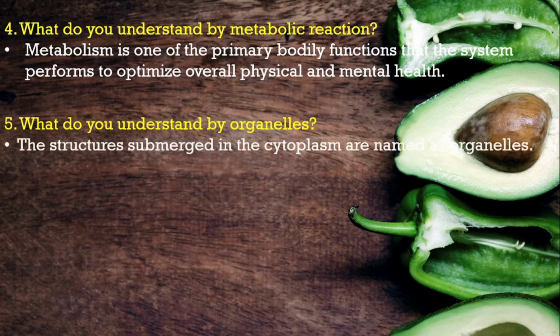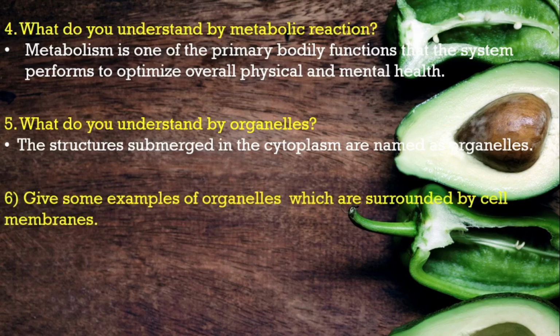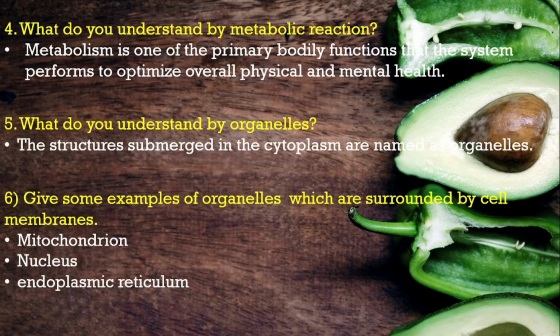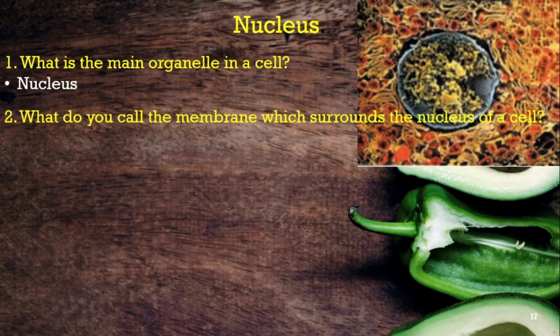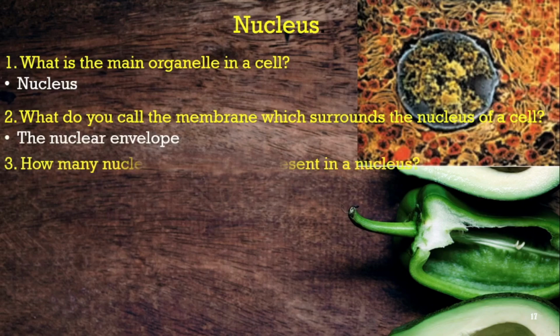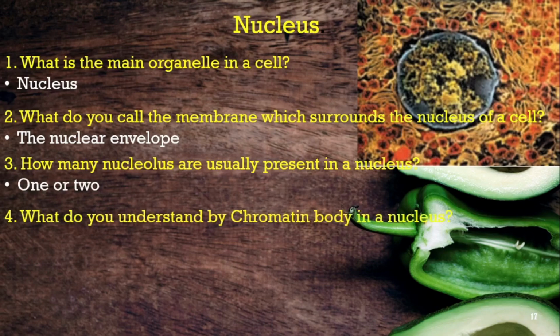The structures submerged in the cytoplasm are named as organelles. Give some examples of organelles which are surrounded by cell membrane: mitochondrion, nucleus, endoplasmic reticulum, Golgi complex. Nucleus. What is the main organelle in a cell? Nucleus. What do you call the membrane which surrounds the nucleus of a cell? The nuclear membrane. How many nucleus are usually present in a cell? One or two?